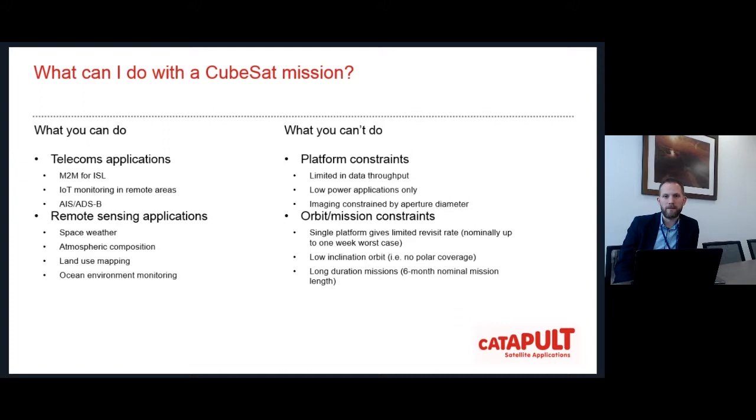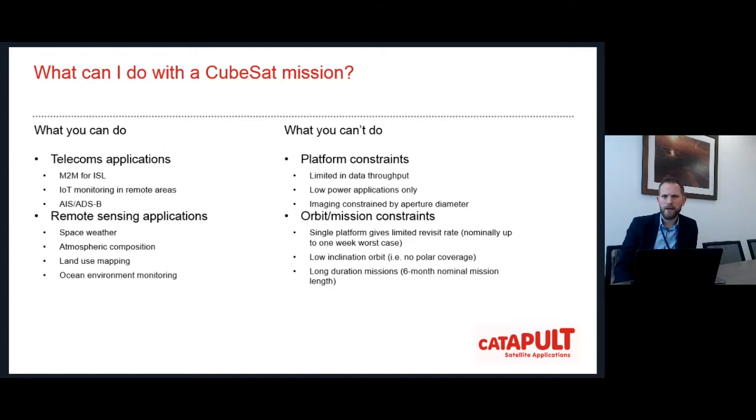The data throughput is limited by an S-band downlink. Uplink is UHF only. The power is constrained in relative terms. Normally, Graham, it's 2 watts. 2 watts average per orbit. Yeah, higher peak, but that's the kind of order of magnitude. If you need 100 watts of your payload permanently, then you're in trouble. And very specifically, if you're looking at an imaging application, the aperture diameter is a very challenging physical constraint that is hard to work around.